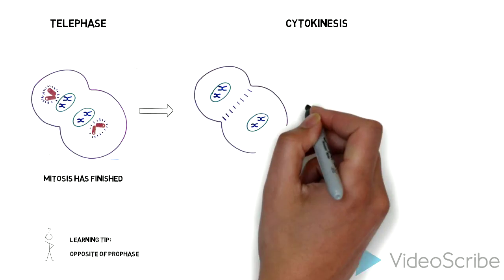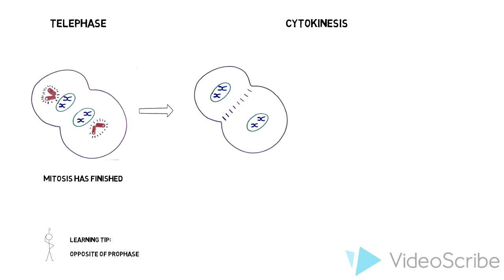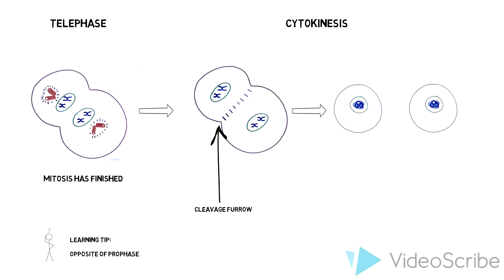Cytokinesis, while not a part of mitosis, usually occurs with telophase. A cleavage furrow pinches the cells in two, producing two daughter cells. And then G1 phase repeats for both cells.